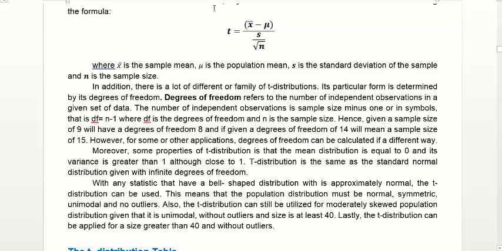You don't need to memorize that, but just familiarize yourself with it. In addition, there is a family of different t-distributions. You might wonder, if you see some references online, teacher, why is the formula for the t-distribution different? There are many other formulas for the t-distribution. Even the z-distribution has many other transformations of the formula. So, don't get too confused. Its particular form is determined by degrees of freedom.